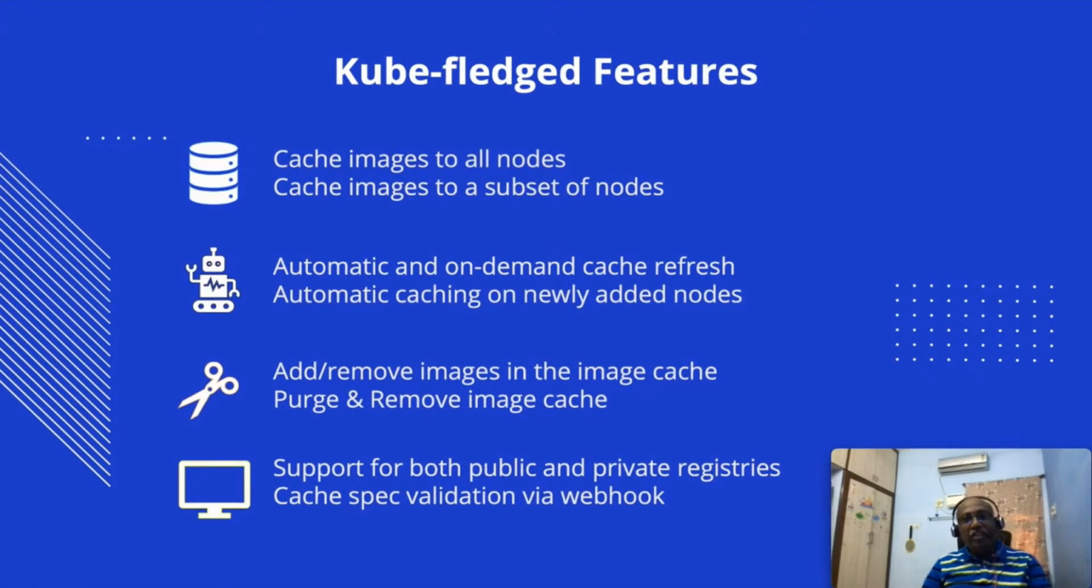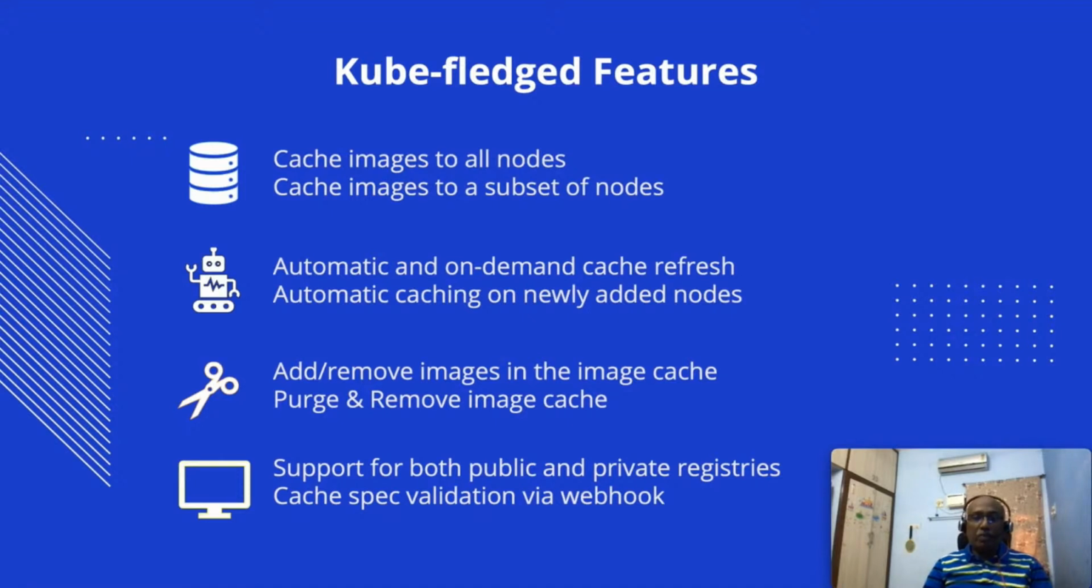Now, what are the features of Cube-fledged? As I said earlier, the main feature of Cube-fledged is to cache images, right? And there are 2 different ways of caching images that are supported in Cube-fledged. First, you can cache images to all the nodes in the cluster. Or you can define a subset of the nodes and specify that certain images have to be cached only on those nodes. You can use node selectors to specify the subset of the nodes.